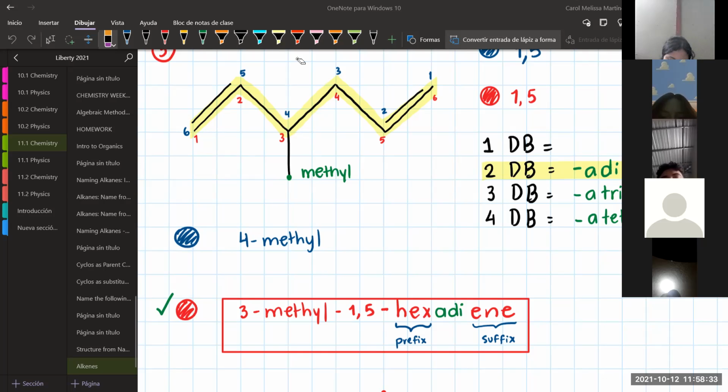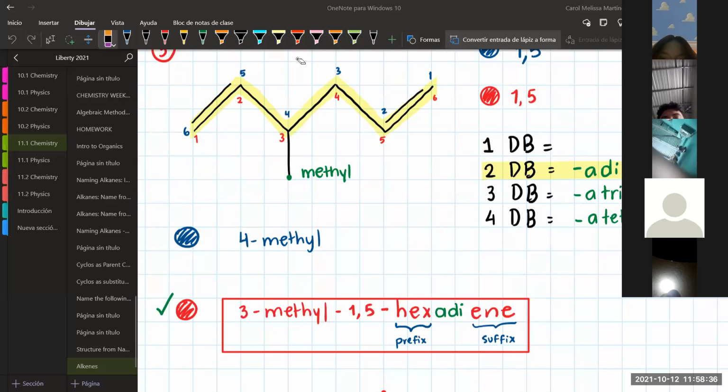Okay. It is complex, but you understand. Okay. Do you have any concern about this exercise?